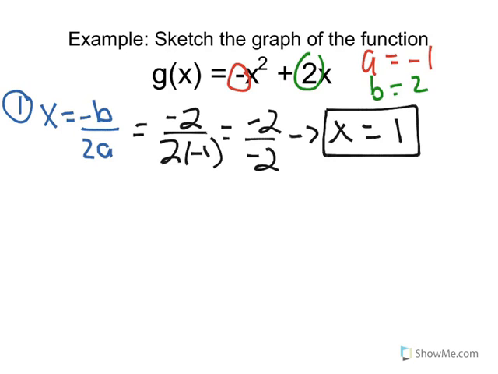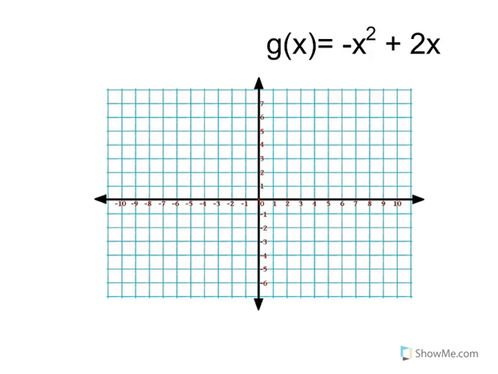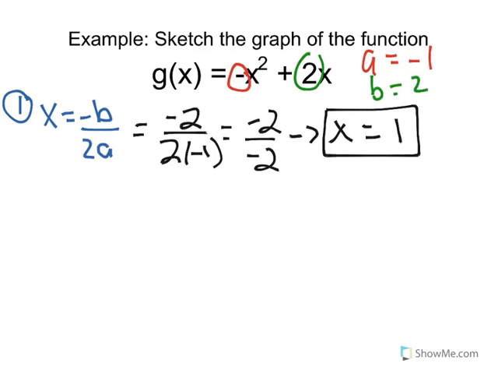So now let's go to our graph and make that dashed line that's going up and down through 1. So here's 1. Now let's make our dashed line up and down through 1. So this is x equals 1. So now let's go back to our steps. So we found the axis of symmetry. Now we need to find the vertex.